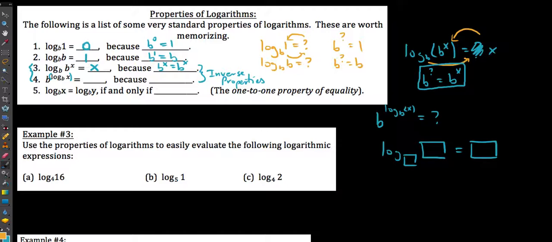And I'm going to make sure I play it safe. It's a little bit harder to go from exponential back to logarithmic form. We're going to say, okay, now I'm all set. What's my base on this exponential expression?